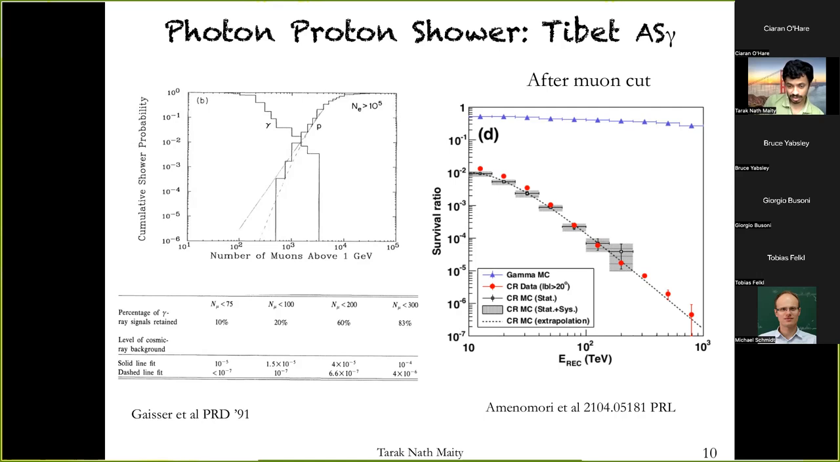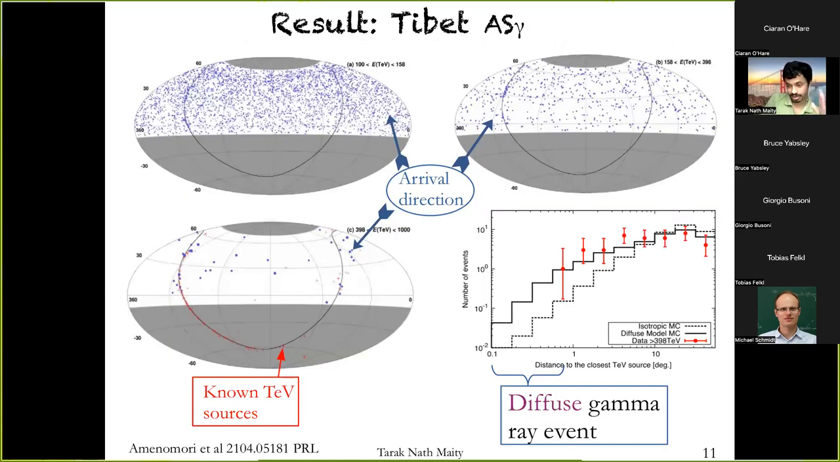And along with that, what Tibet can do is measure the arrival direction of the photons. In these three plots, what has been plotted are the gamma-ray-like events for three different energy bins that they observe: 100 to 158 TeV, 158 to 398 TeV, and 398 to 1000 TeV. The shaded region is the region that Tibet cannot look at. This black solid line is the galactic plane. This is an equatorial coordinate system, which is why it lies along this curve.